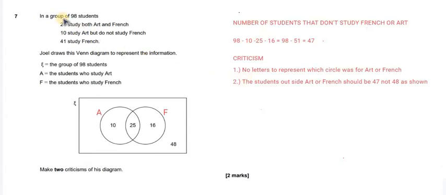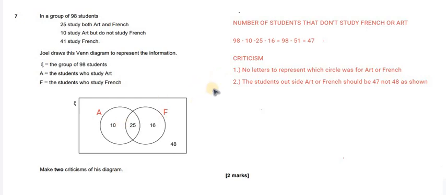In a group of 98 students, 25 study both art and French, 10 study art but do not study French, 41 study French. Joel draws this Venn diagram to represent the information. The group of 98 students, that's the whole. A equals the students who study art, F the students who study French. Make 2 criticisms of his diagram.